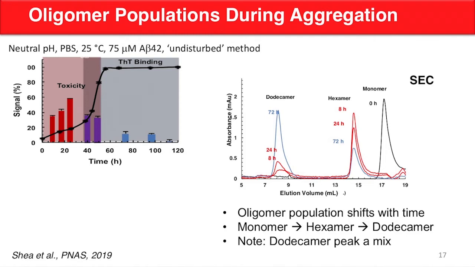a dodecamer. Now, if we go further out in time to 72 hours, you can see that we have a drop in the hexamer and a buildup in the dodecamer peak. Although I'll note that's the edge of what we can resolve with this particular column, and we're getting higher order aggregates there as well that are non-toxic. The toxic species are the red curves there, and they're primarily, as you can see, hexamer and dodecamer.